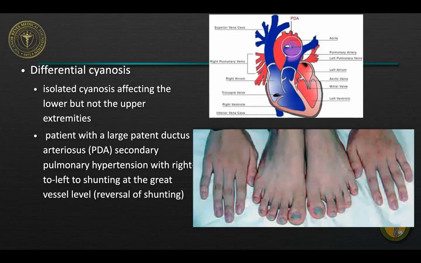What about differential cyanosis? This refers to isolated cyanosis affecting the lower but not the upper extremities in a patient with a large patent ductus arteriosus and secondary pulmonary hypertension with right-to-left shunting at the great vessel level.